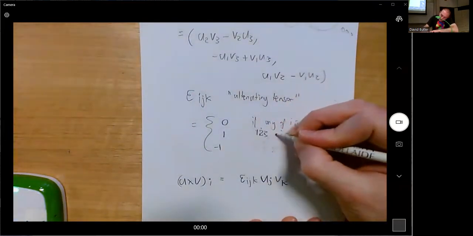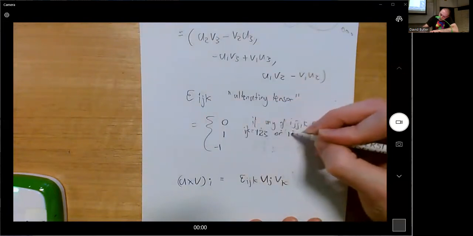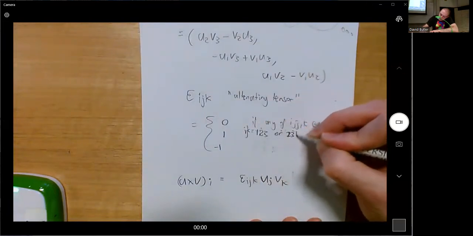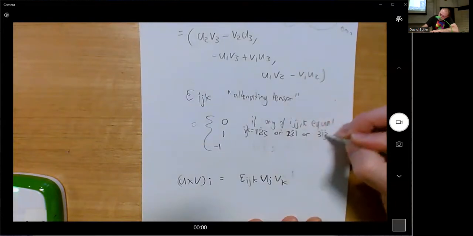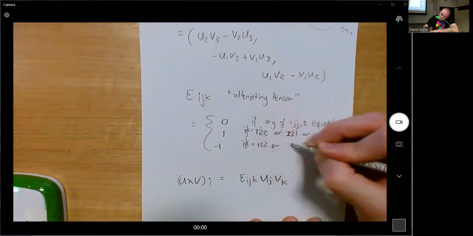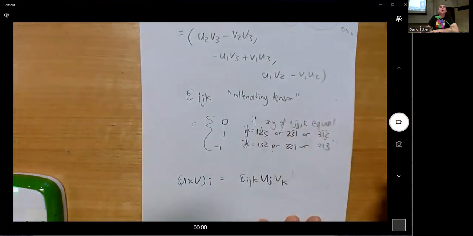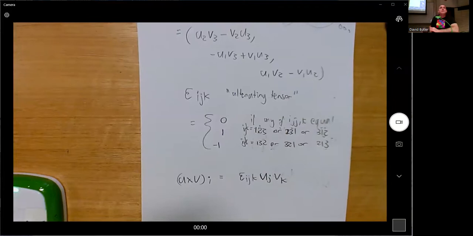So ijk is 1, 2, 3, or 2, 3, 1, or 3, 1, 2. In that order, ijk is 1, 3, 2, or 3, 2, 1, or 2, 1, 3. Sorry. The i, j and k are not i, j and k. They are literally the numbers 1, 2, and 3.